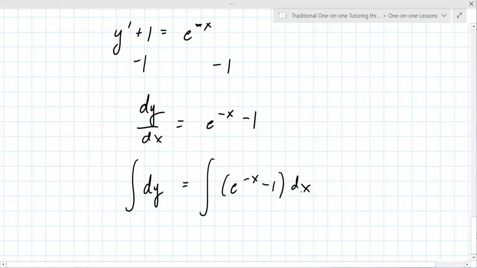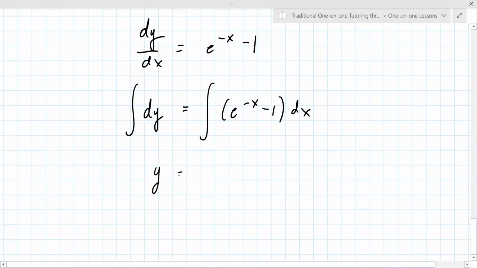Okay. And then your antiderivatives are y equals, this is a u substitution, but maybe you're so comfortable now, which is my hope, that you can realize, oh, I just moved the u part, the du, out in front of it, minus e to the minus x, minus x plus c. And you're done.